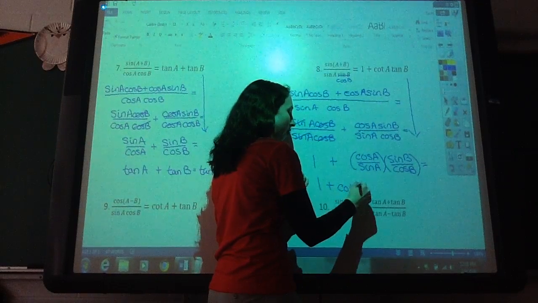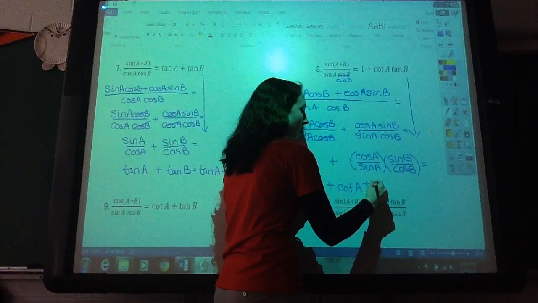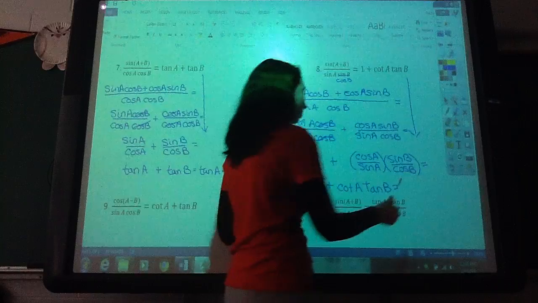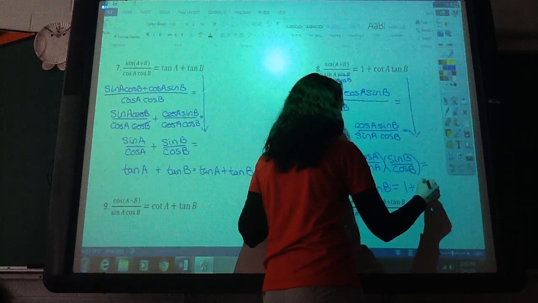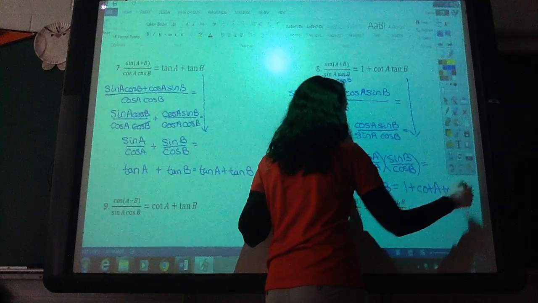Cotangent A. And what's sine over cosine? Tangent B. So now I have what I was looking for. It was, once we had the right problem.